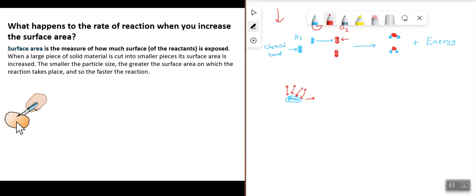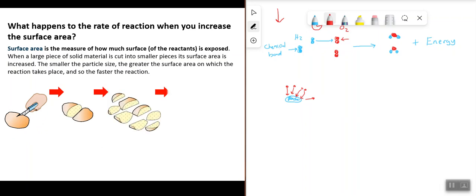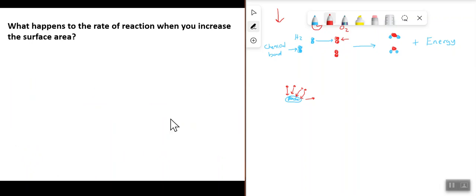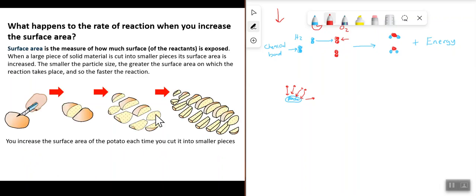That's a chemical reaction. If we want the potato to cook faster, we have to chop it up into smaller bits. So we take the potato and we chop it up. And as a result of that, you increase the surface area. So basically the water can come into contact with much more parts of the potato when it's cut up like this. So you increase the surface area of the potato each time you cut it into smaller pieces. As a result of that, the potato will cook faster.